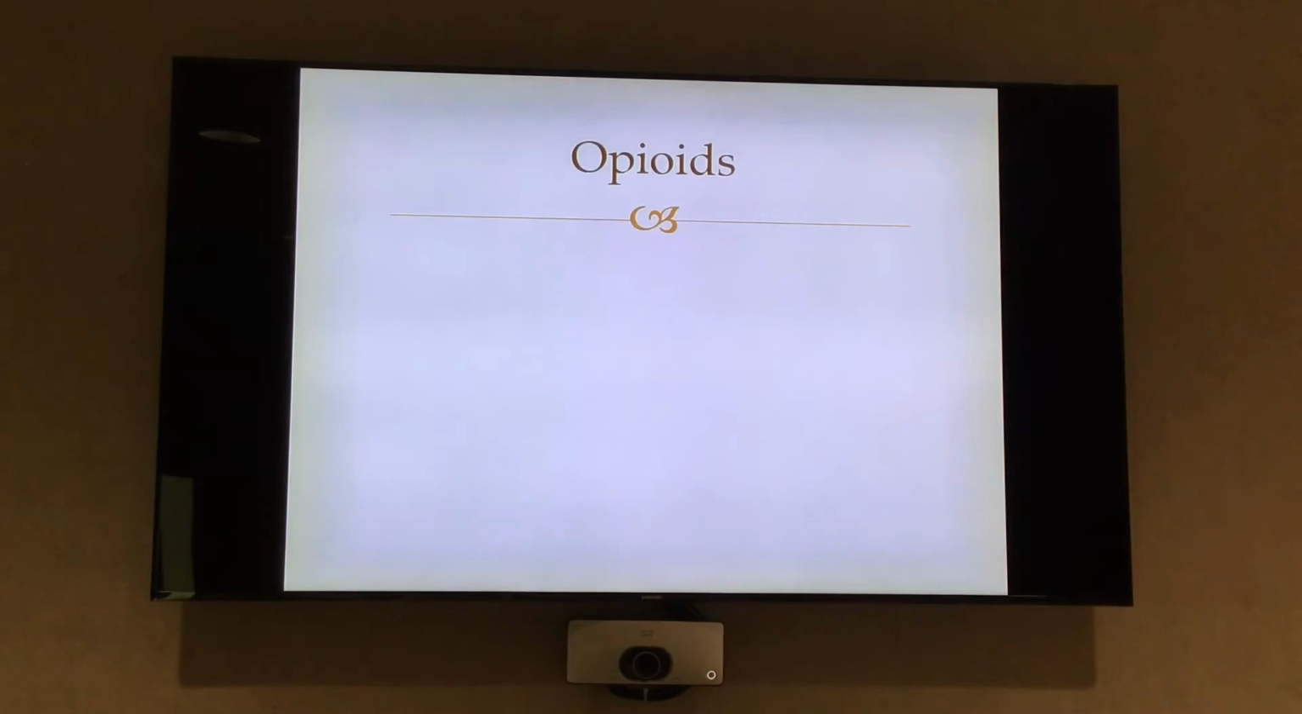So opioids, narcotics, they're the same class. So oxycodone, yes. But that's more for, so we're talking for opioids more for sedation and not for pain control.